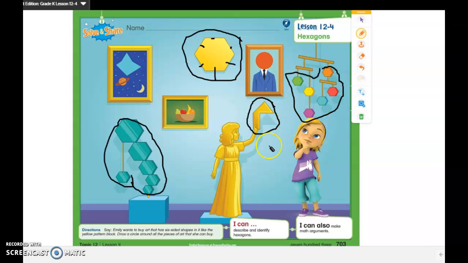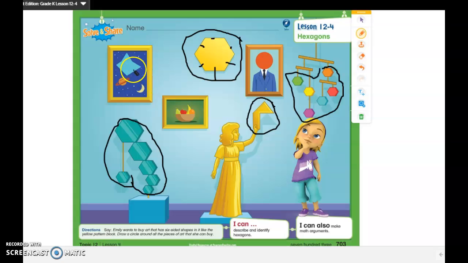These guys are a little special. It's kind of like that square and rectangle thing. They look a little different because all their sides are equal. But that's not the rule for making a hexagon. A hexagon has 6 sides. That's the rule. That's it. They can be all the same size, equal length, or they can be different.